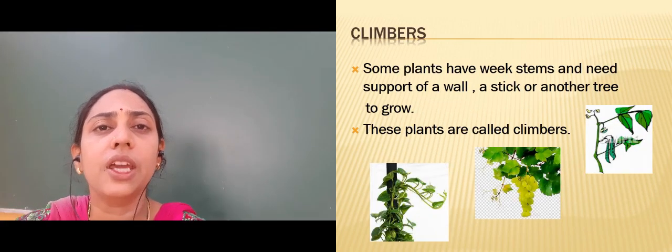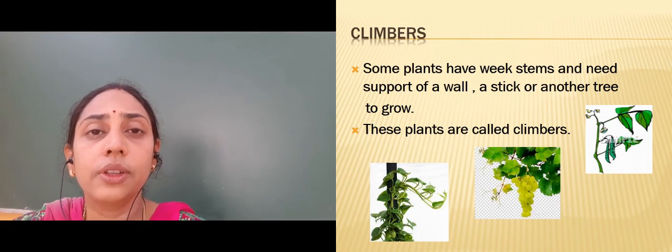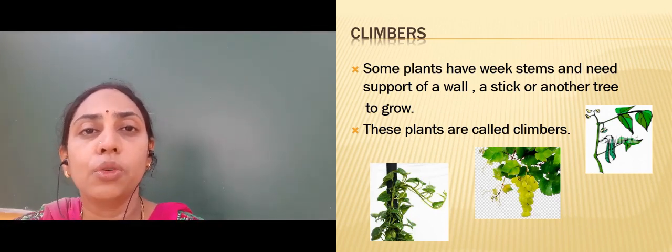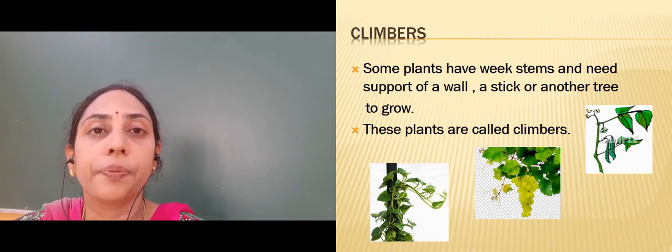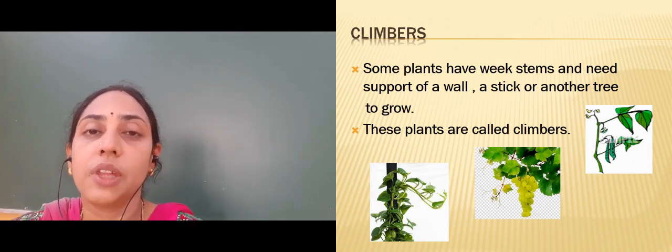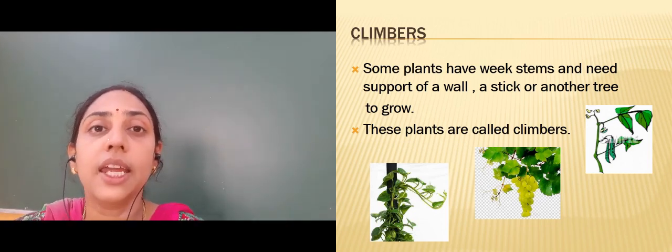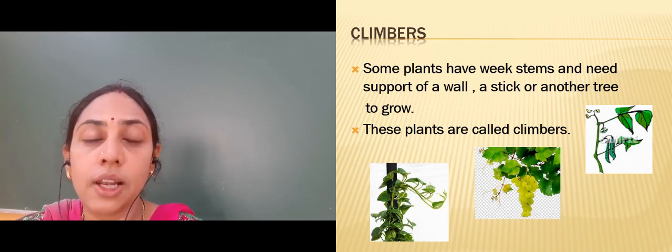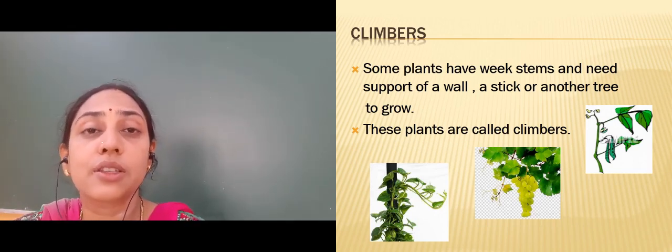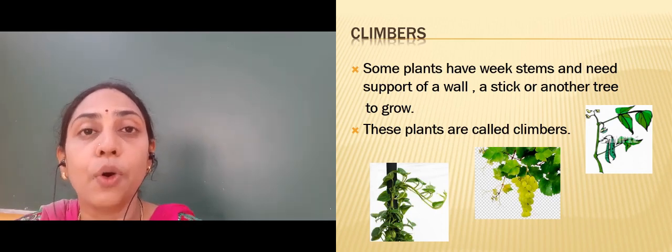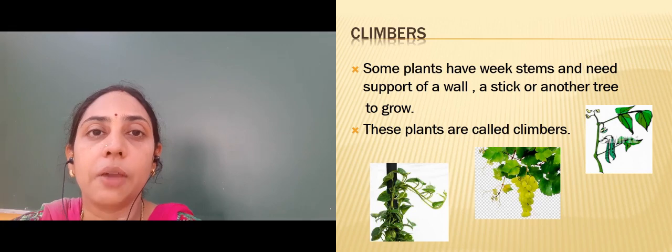Some plants have a very weak stem, so they cannot stand on their own. Like we have seen, shrubs, herbs and trees can stand on their own because they have a strong stem. But some plants do not have a strong stem, they have a very weak stem. So they need the support of a wall, a stick, or any other strong plant, right? They just start growing when they get this support. These plants are called climbers.